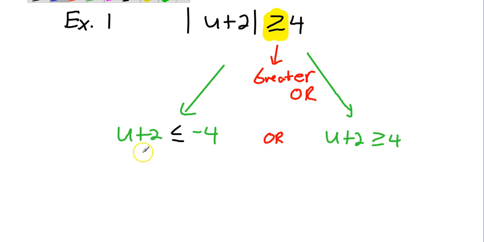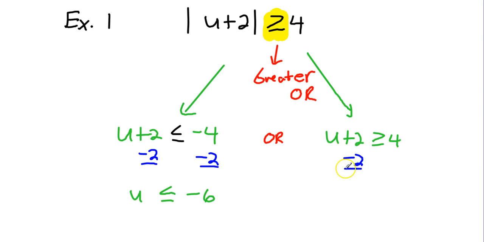Okay, so only one thing to do. Subtract 2 from both sides. For that one, we get u is less than or equal to -6. And we'll do the same thing on the right-hand side. We're still going to subtract 2 from both sides. Get u greater than or equal to 2.